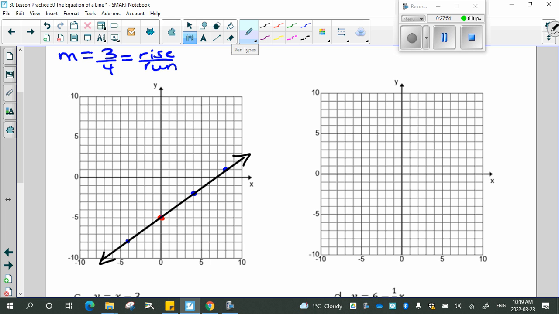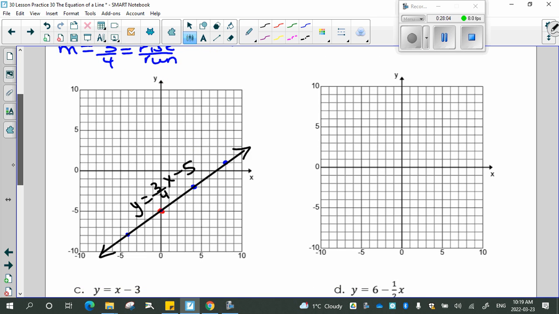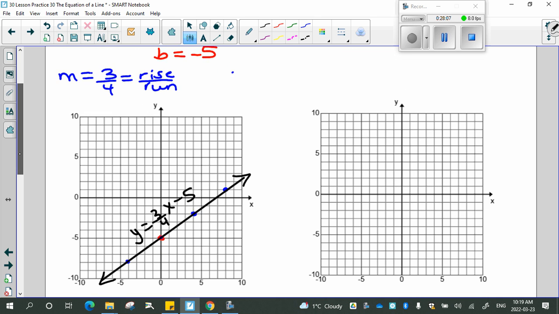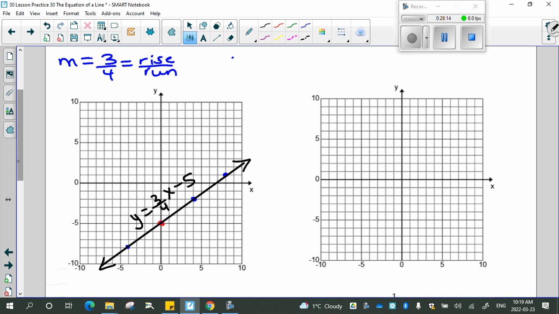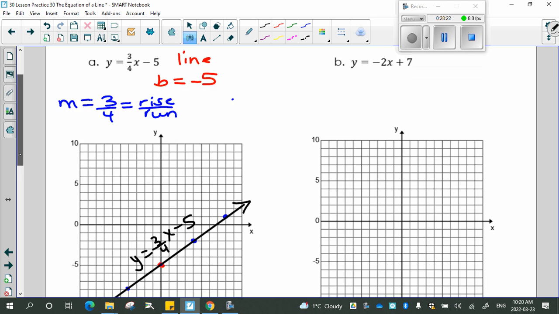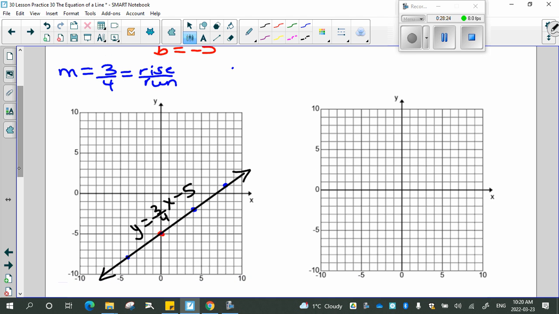And label it y equals 3/4x minus 5. Okay, so there's your graph, and then you should be able to ask yourself questions like, does it have a positive slope? Yes. Is its y-intercept -5? Yep. Is its slope 3/4? Yep, so I've drawn it properly. Okay? So just based on the equation, we were able to draw the line, because we know what the numbers in the formula stand for.